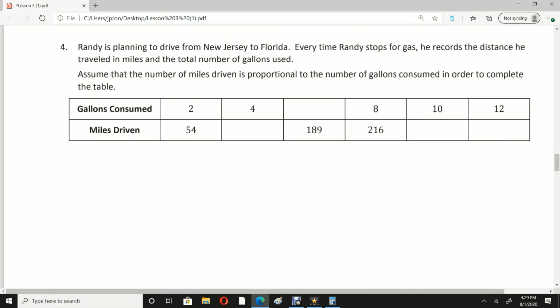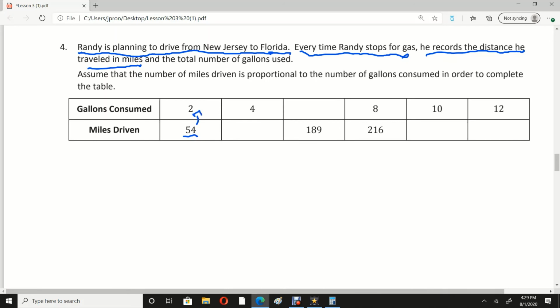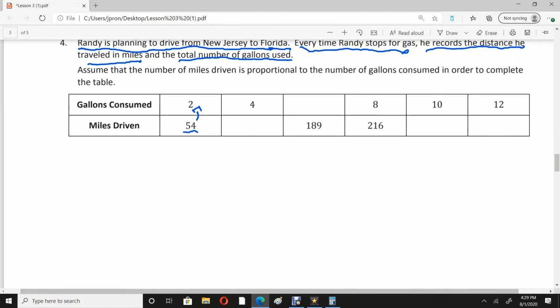All right, so in problem 4 in our classwork, Randy is planning to drive from New Jersey to Florida. We don't care about Randy, that's fine. Every time Randy stops for gas, great, he does, he records the distance he traveled in miles. Cool, okay. So that's what he's doing down here. So this first stop, he traveled 54 miles, and he's saying that he consumed 9 gallons of gas. See, he's recording both of those things: the total amount of gas and the miles that he traveled by each stop.